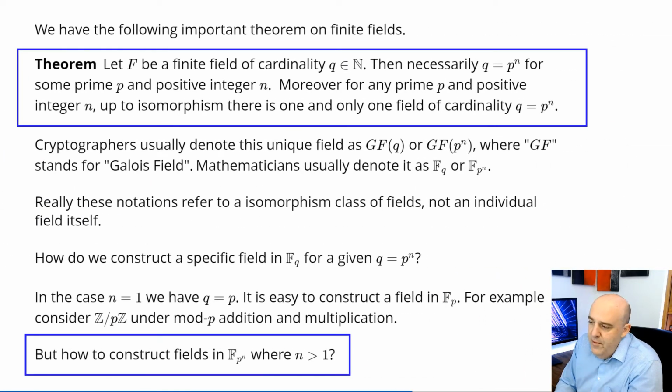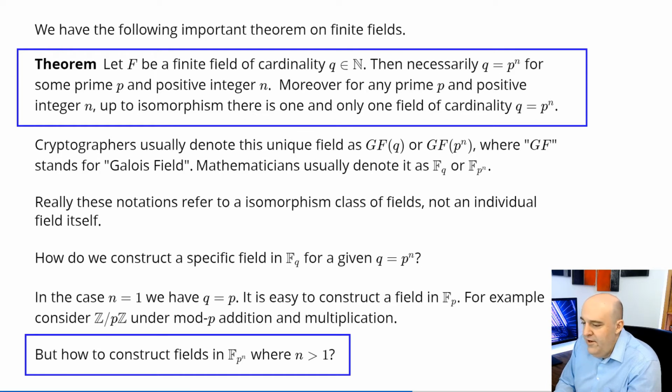Before we do that, though, let's just remember a really important theorem about finite fields. Let's say we have a finite field of cardinality q. Then necessarily q must be a power of a prime. So the only finite fields that exist have cardinalities that are powers of primes. For example, you could not have a field of cardinality 6, because 6 is not a power of a prime. Moreover, for any prime p and any positive integer n, up to isomorphism, there is one and only one field of cardinality q, which equals p to the n. Cryptographers usually denote this unique field as GF of q, or GF of p to the n, where here GF stands for Galois field. And mathematicians usually write it as F_q or F_{p^n} with a bold F. Now really, these notations refer to an isomorphism class of fields, not a particular field itself, right?